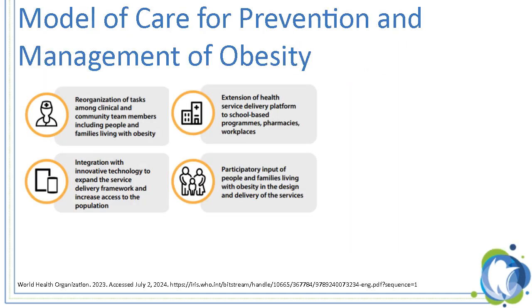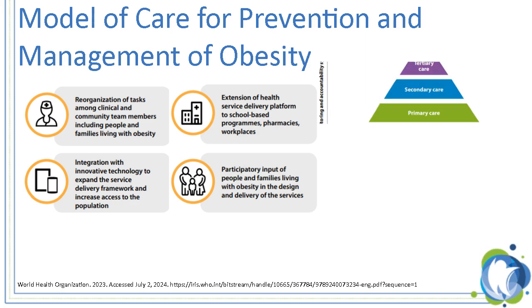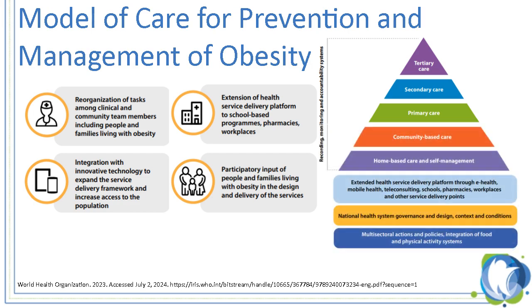So the WHO outlines a model of care for prevention and management of obesity. So again, all of those levels of care, primary, secondary, tertiary, but then underneath that pyramid, also addressing policies, integrating food and physical activity systems and built environment systems, looking at the national health system and design, context, and conditions. So again, in our healthcare system, we all have to do a lot with a very short amount of time and not a lot of resources. And some of that is kind of top-down structures.